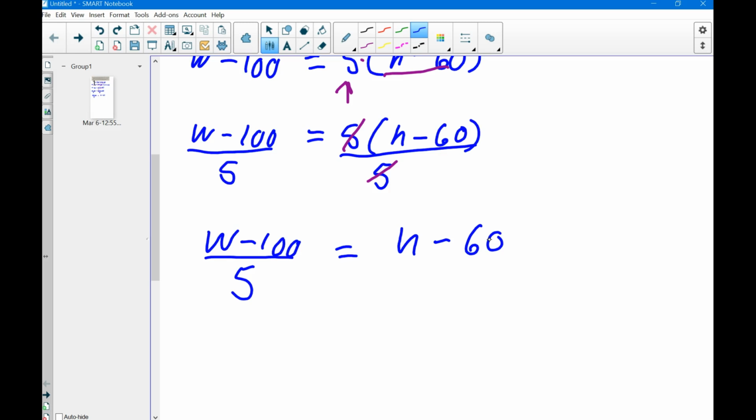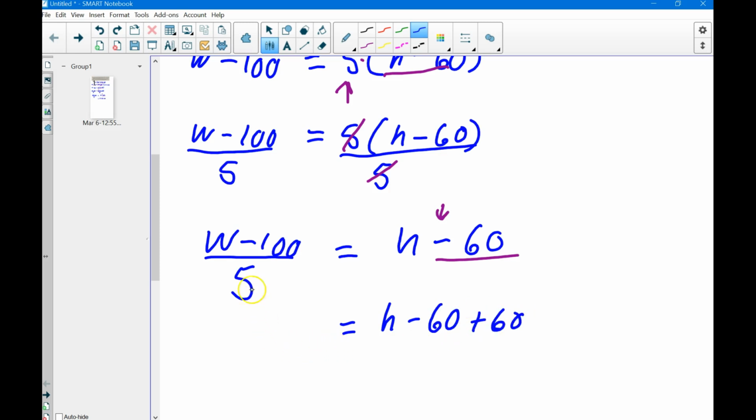Now I really want to get rid of the 60. That's all I'm trying to do, one piece at a time. So this time it's a minus 60, so what I'm going to do is add 60. So I have H minus 60 plus 60.